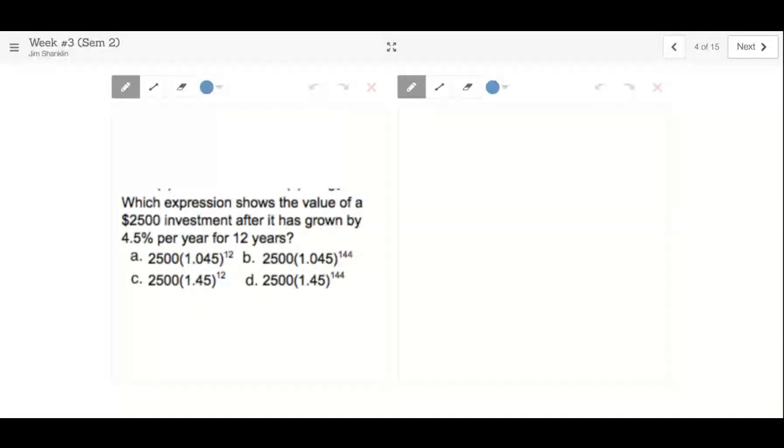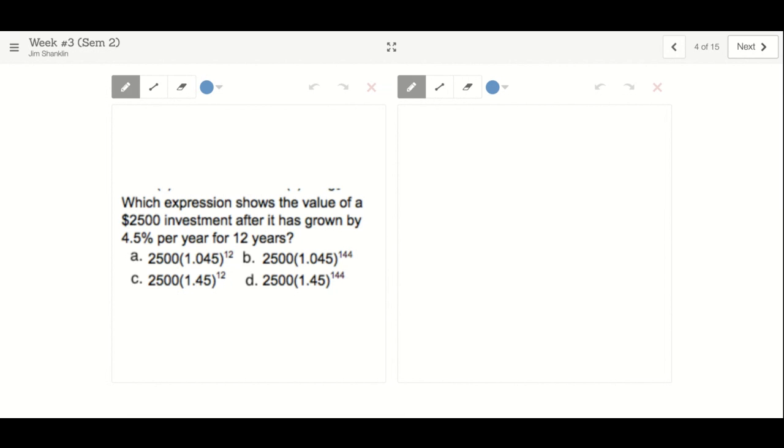Uh-oh, a word problem. No, Mr. Shanklin, not a word problem. Okay, in this word problem, it says, which expression shows the value of a $2,500 investment after it has grown by 4.5% per year for 12 years?